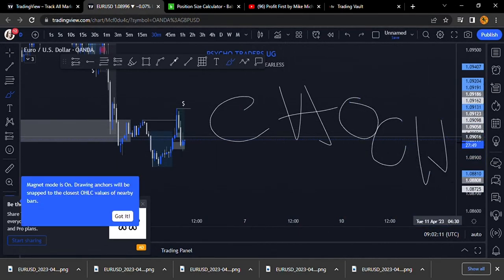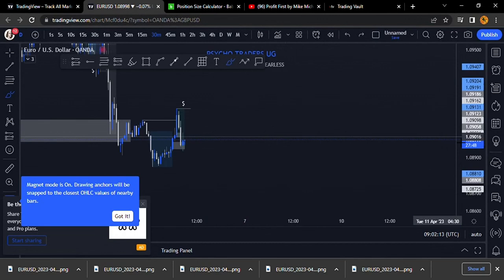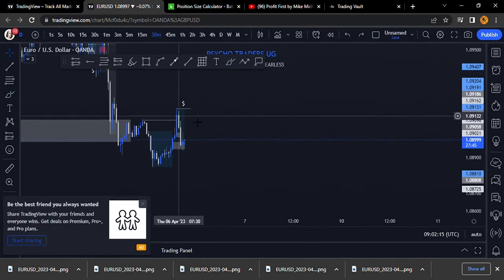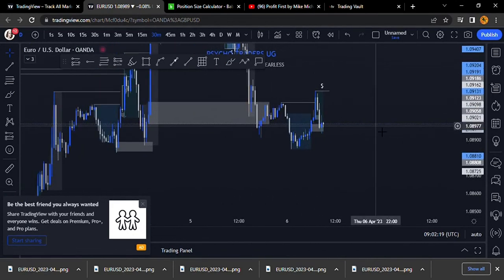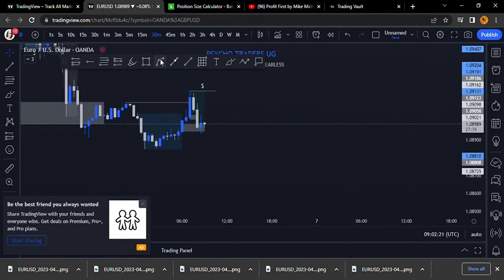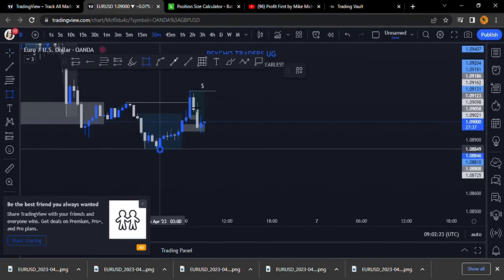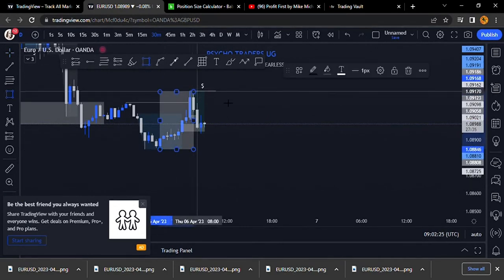So let me say we had the CHoCH right here. For us, the SSC guys, we are seeing this as the breakout structure right now. This is the breakout structure. This is our first box.